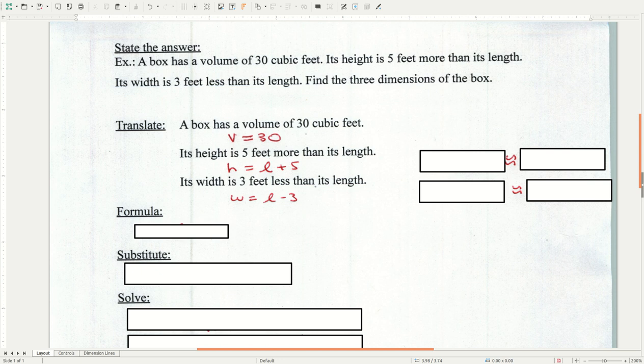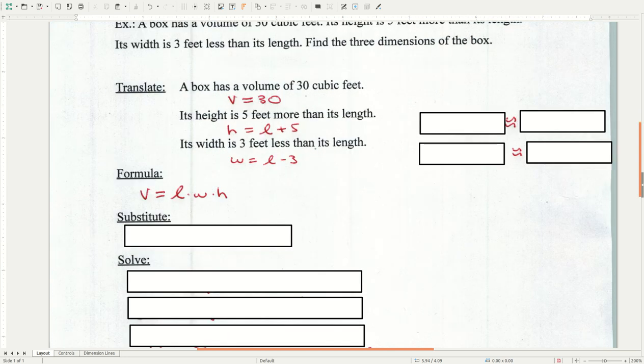Now the formula for the volume of a box is exactly what you'd think. It's one dimension higher than the formula for the area of a rectangle. So that volume, V, is going to be equal to all three of those dimensions multiplied together. Length times width times height.